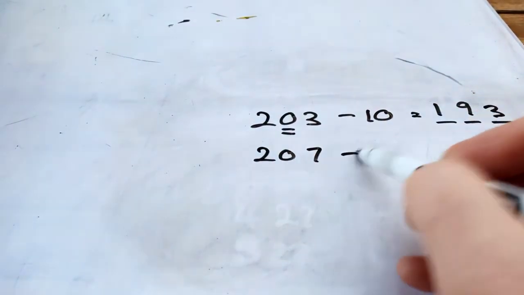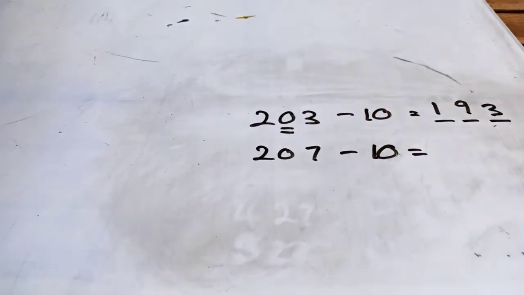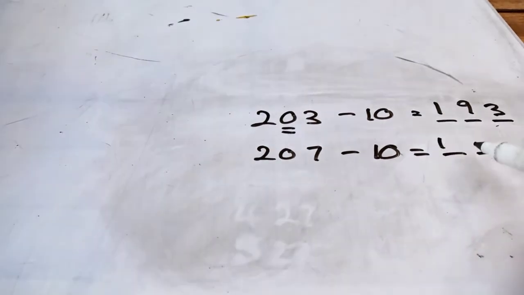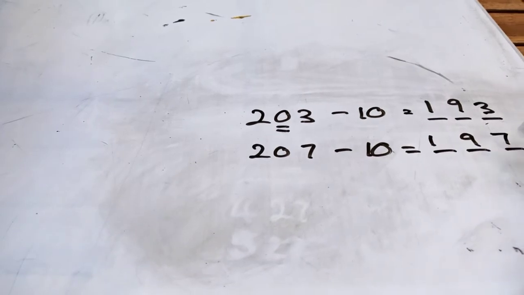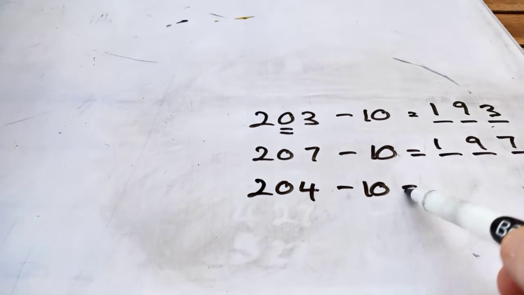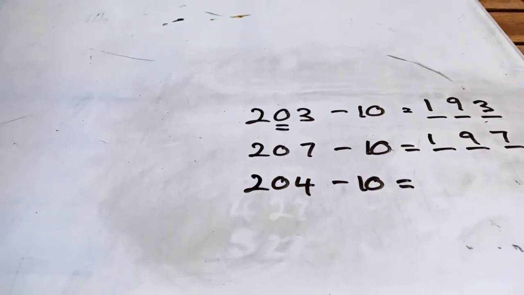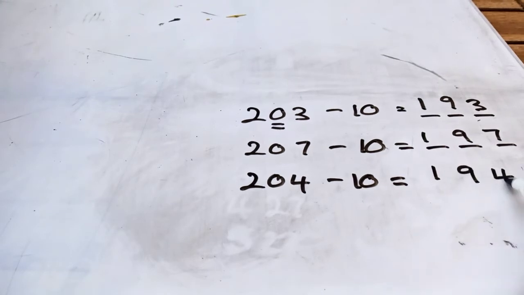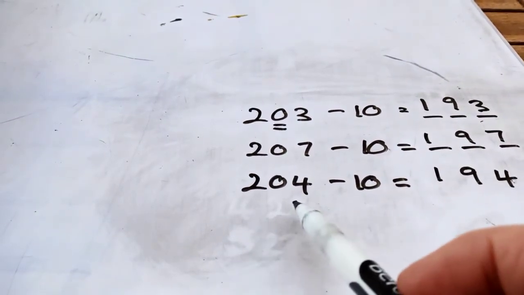Let's do 207 take away 10 equals. I know it's not going to be in the 200s. It's going to be in the 100s. It's going to be in the 90s because that's at the top end. Well done. It's going to be 7. We'll go for one last one. Okay. Well done. It's going to be 194. Fantastic.